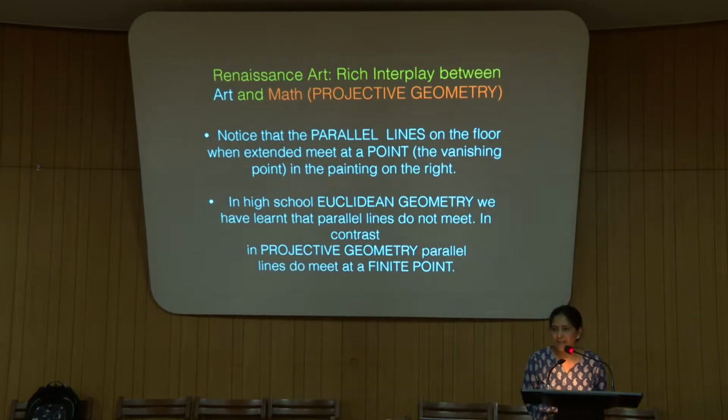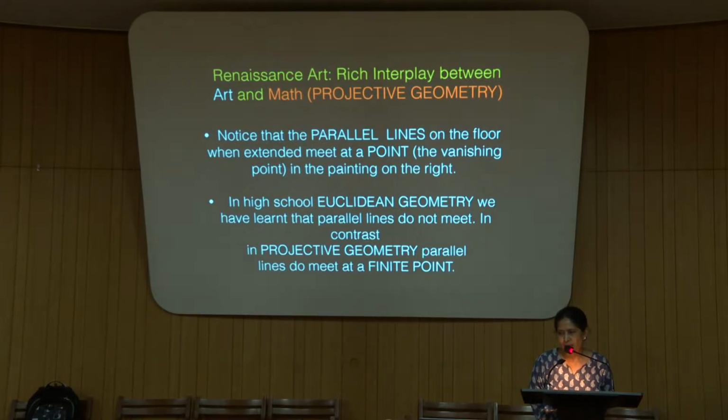The Renaissance period provided a space for a rich interplay between art and mathematics. And the mathematics that was born out of this interaction is called projective geometry. So notice that the parallel lines on the floor, when extended, meet at a point, and that point is called the vanishing point in the painting on the right.